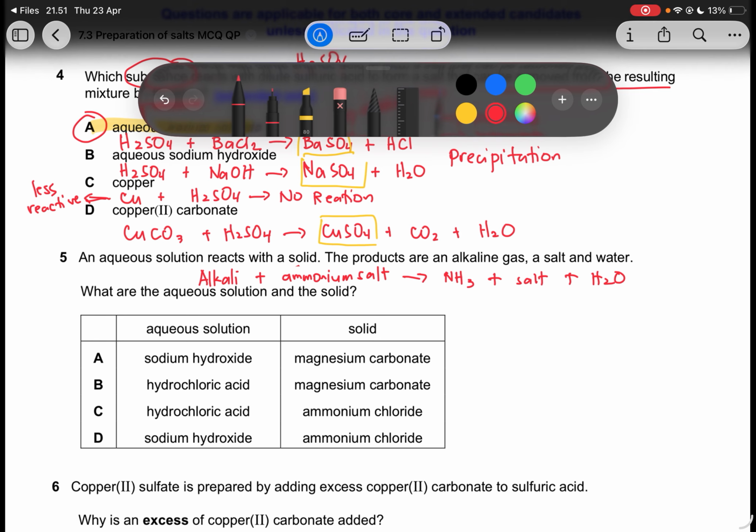So we want to find out what the aqueous solution is and what the solid is. The aqueous solution is an alkali, so it should be sodium hydroxide, not hydrochloric acid, while the solid should be an ammonium salt, therefore it's ammonium chloride, not magnesium carbonate. So our answer is letter D, sodium hydroxide and ammonium chloride.